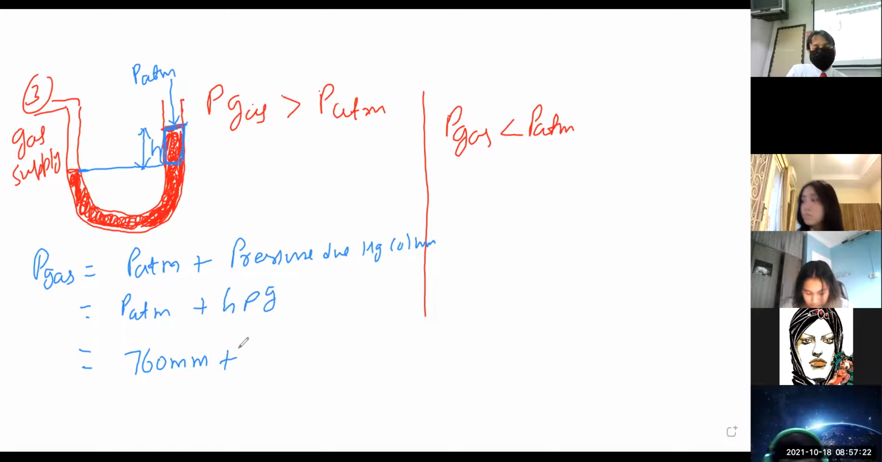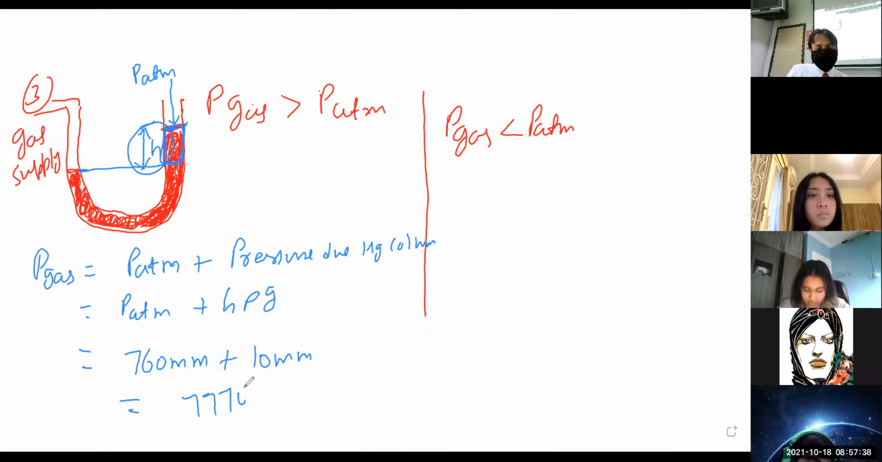plus the height, if it is given again, children, whatever the value, maybe 10 centimeter, or suppose let me take it in millimeter, 10 millimeter of mercury. Then the total pressure of the gas will be 760 plus 10. This will be 770 millimeter. I will do some questions at the end of this meeting.